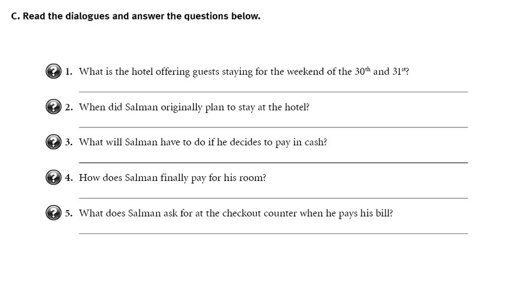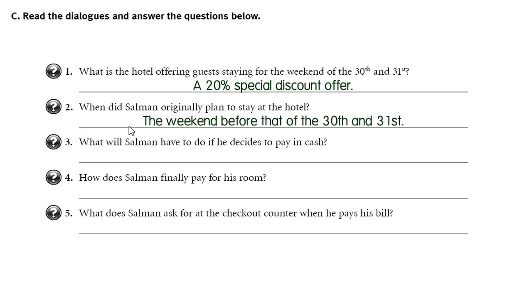Read the dialogues and answer the questions below. Number 1. What is the hotel offering guests staying for the weekend of the 30th and 31st? A 20% special discount offer. Number 2. When did Salman originally plan to stay at the hotel? The weekend before that of the 30th and the 31st.